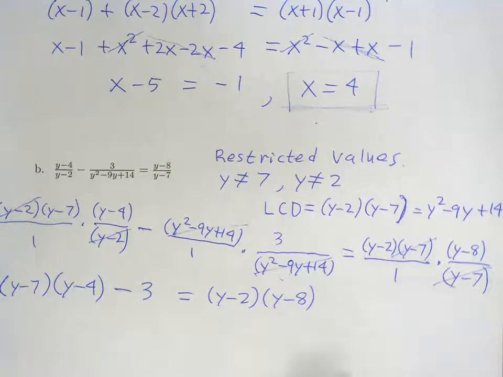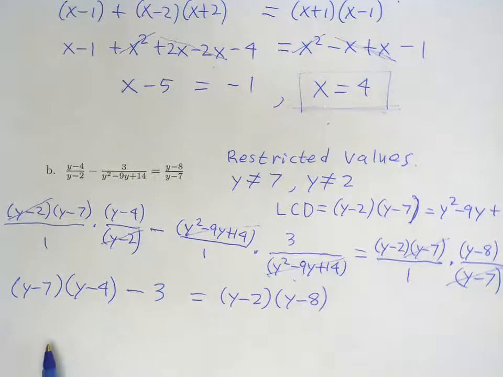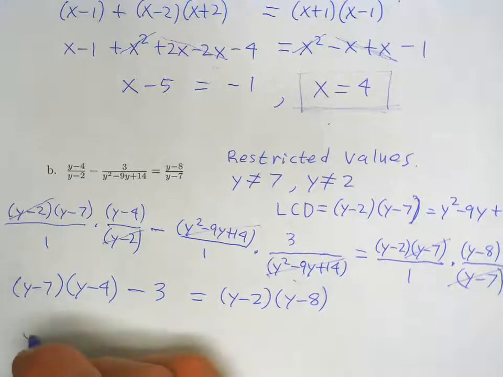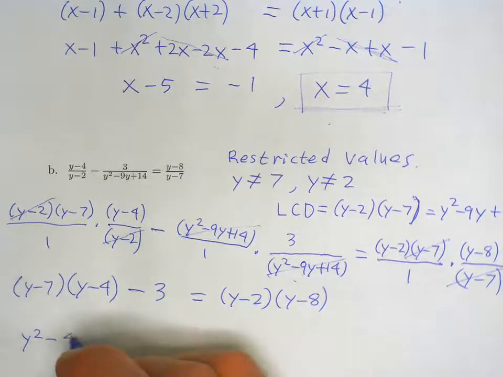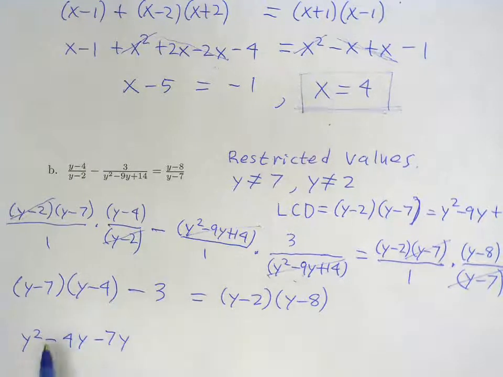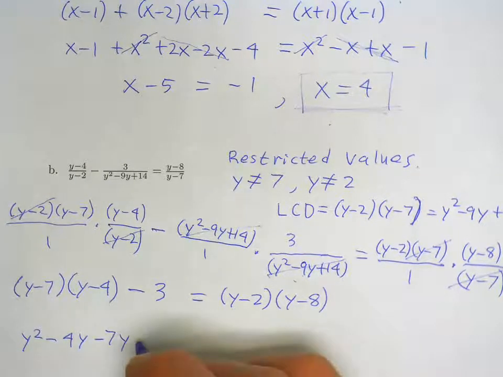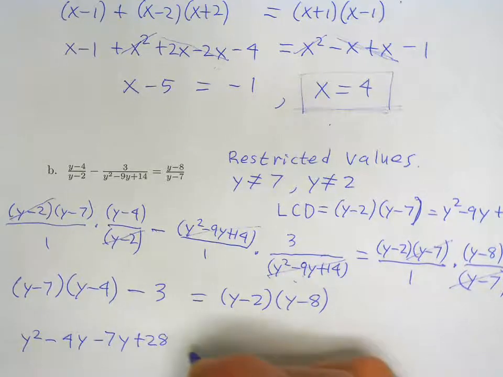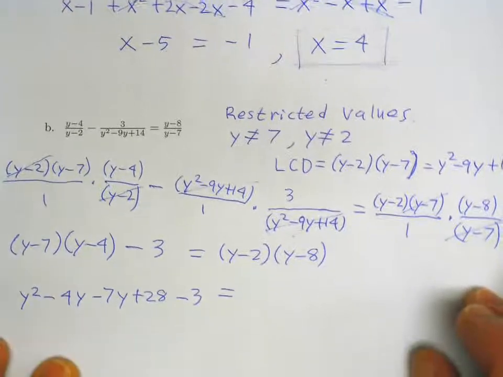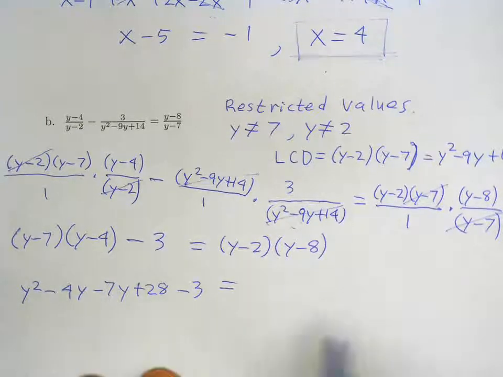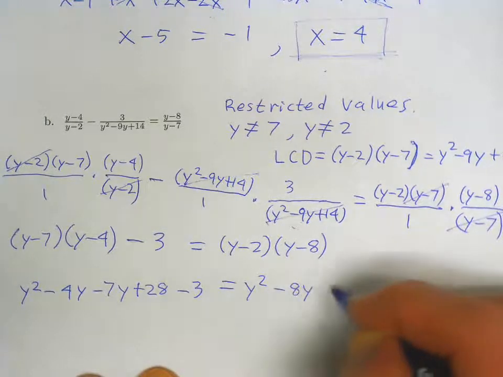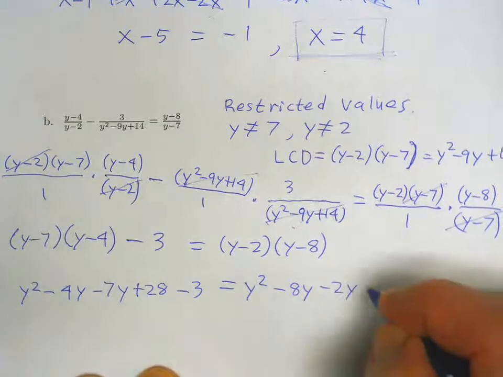Okay, then we do algebra and arithmetic. So let's multiply y minus 7 times y minus 4. We get y to the second minus 4y minus 7y, and then negative 7 times negative 4 is positive 28. So it's plus 28 minus 3. And on the right-hand side, y minus 2 times y minus 8, y to the second minus 8y minus 2y plus 16.